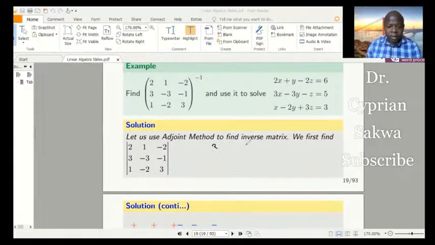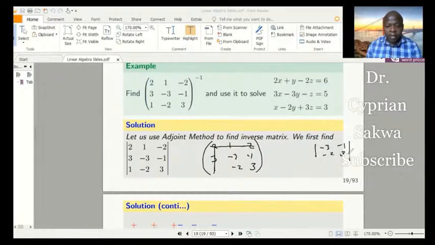Now, this is the matrix you have: 2, 1, negative 2, 3, negative 3, negative 1, 1, negative 2, and 3. And we want to get the cofactor, so we go for the cofactor in this position. Just delete this row and this column, and it will be the determinant of the matrix that is left when you delete that row and that column. So that's why you see in my working I have negative 3, negative 1, negative 2, and 3.